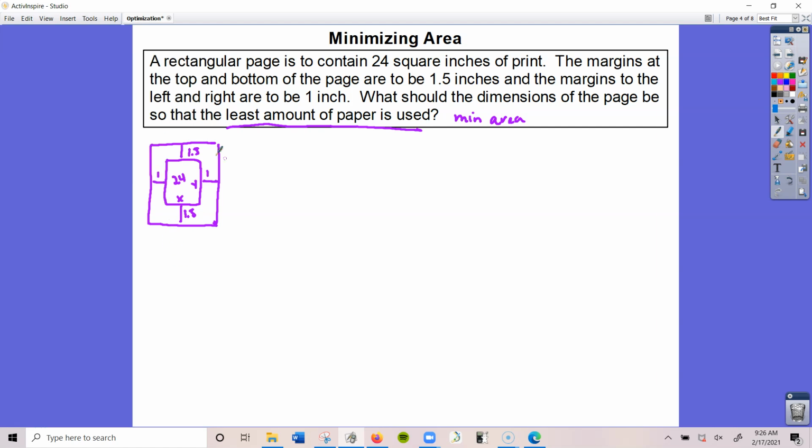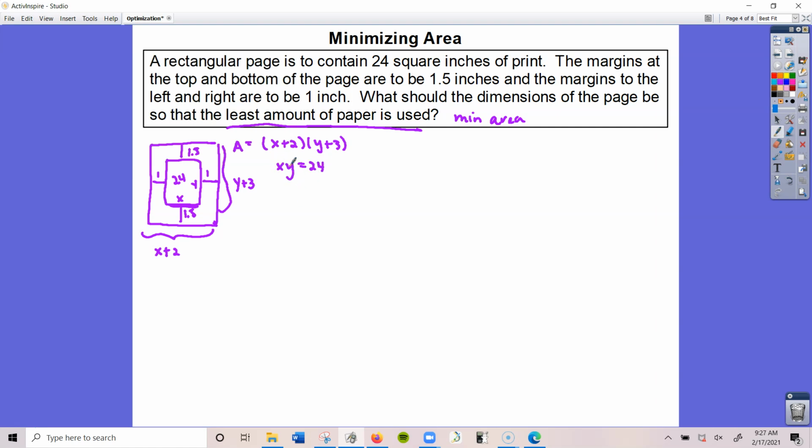So now, in order to minimize the area of the page, remember the area is going to be this. So all of that would be x, because of this here, plus the margins, so x plus 2. And this here would be the y, plus 1.5 plus 1.5, so y plus 3. So the area is x plus 2 times y plus 3. Now we are told that the print part of the page is 24 square inches. So that means that the area there is 24.